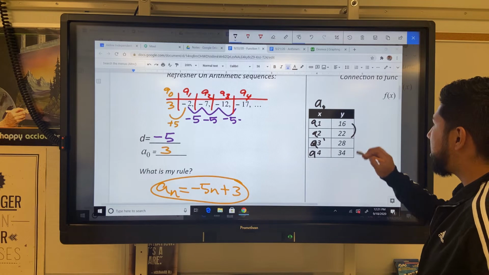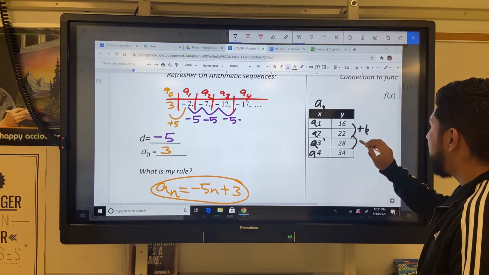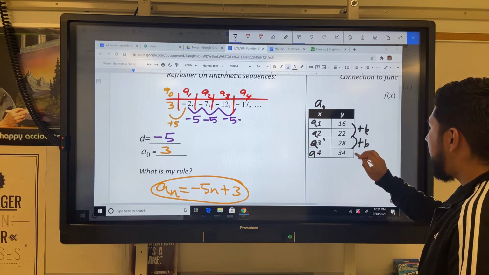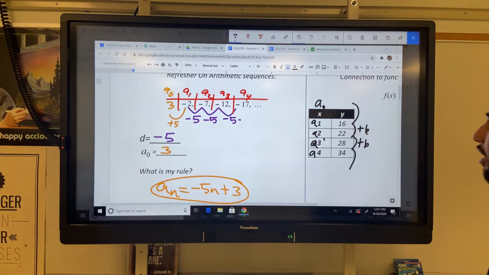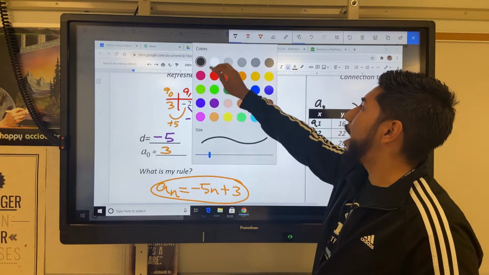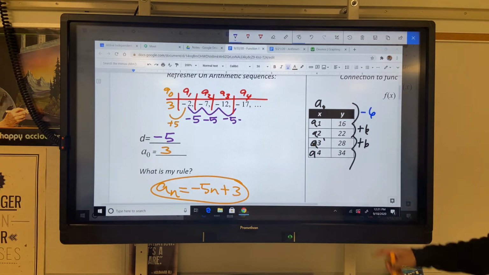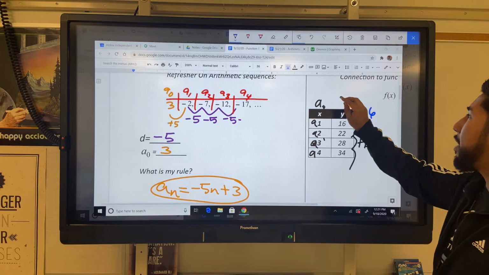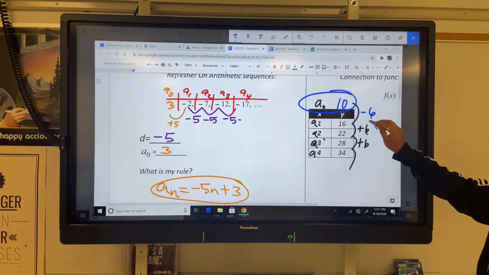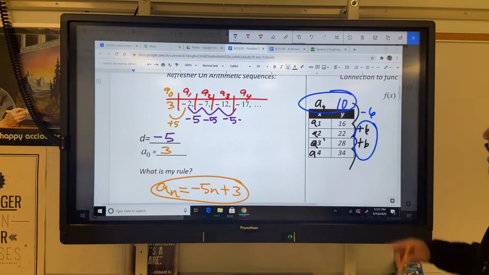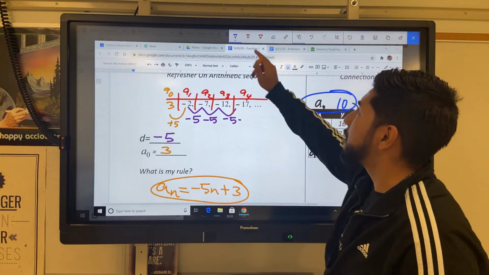How did I get from 16 to 22? We added by 6, and so on and so forth. So how do I go from 16 to the other one? We're not going to be adding. We should be subtracting. 16 minus 6 gives me a 10. So we found my A0, we found my difference, but now we're going to write it in terms of x.